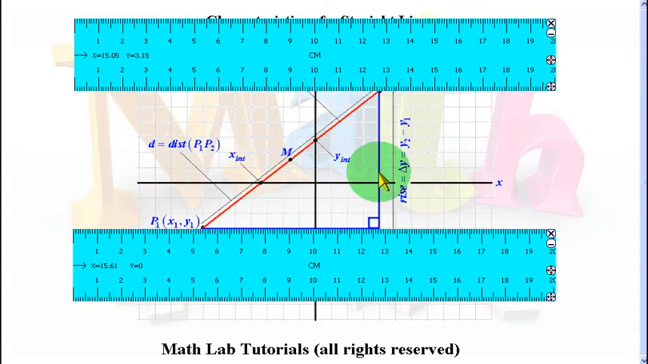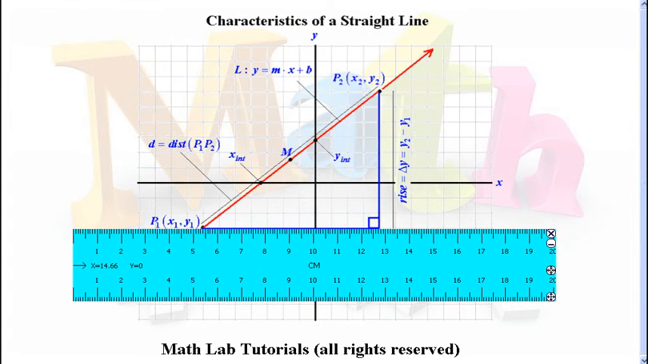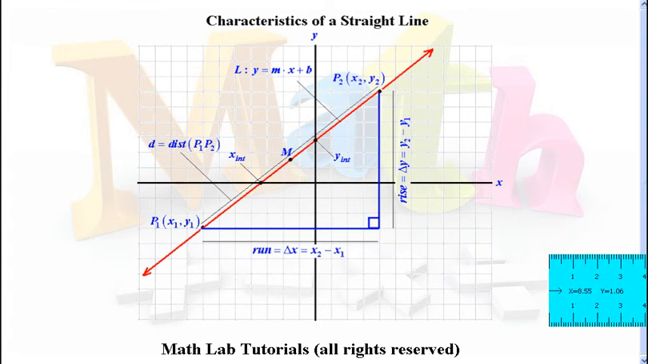Okay, so to recap, how do we find the vertical midpoint? We just add the y values together and divide by 2. So we have y1 plus y2 all over 2. And that'll give us the midpoint. Now we're going to remove both rulers and recap.